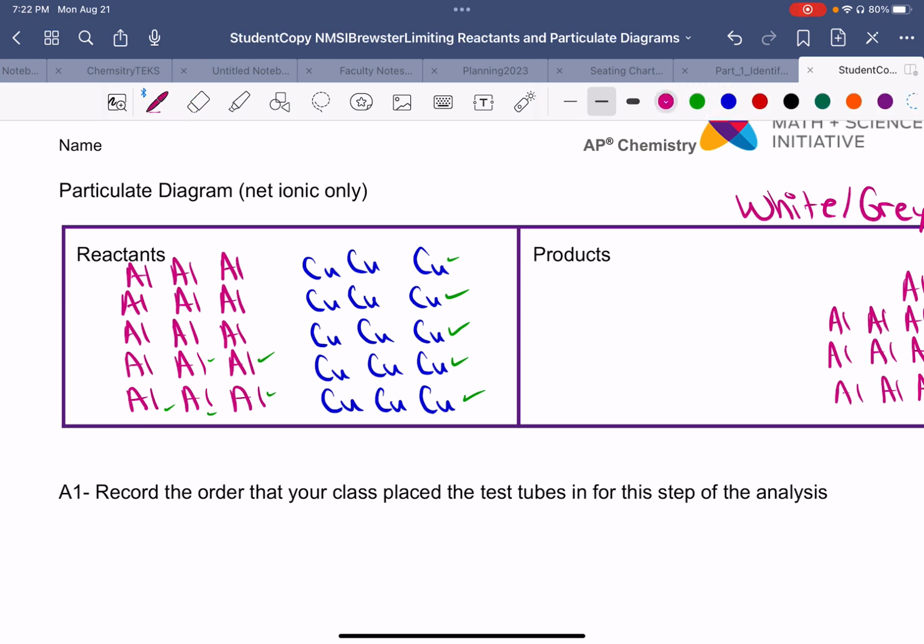So what I'm trying to show here is that I'm going to have these 5, and for every 2 of those, we use up 3 coppers. So I did that wrong. I'm sorry. 1, 2, 3, 4, 5, 6, 7.